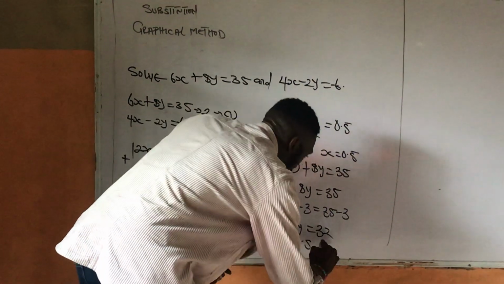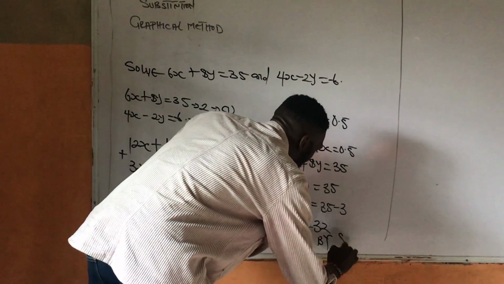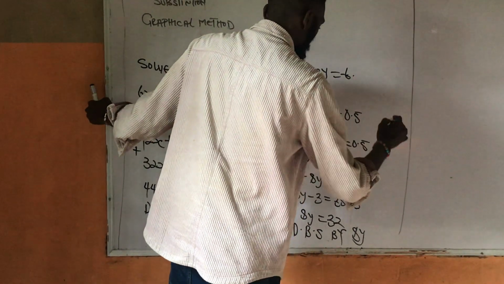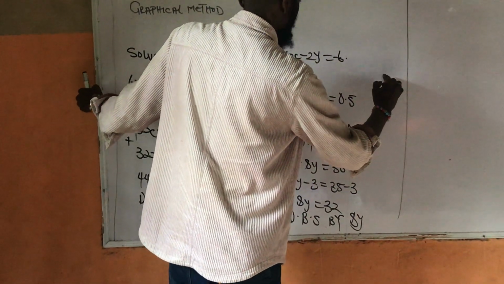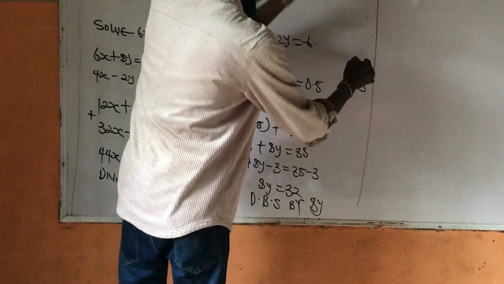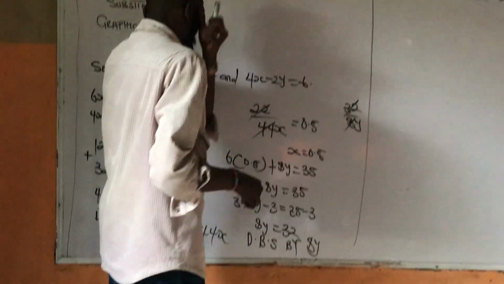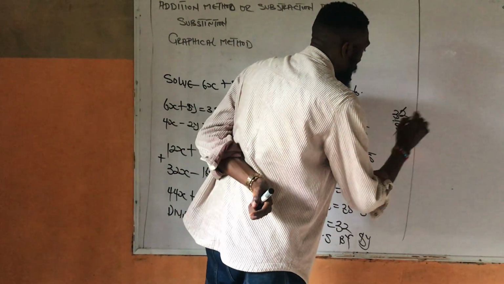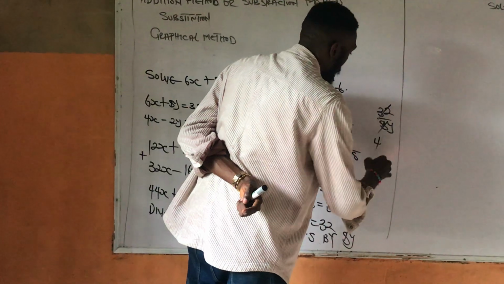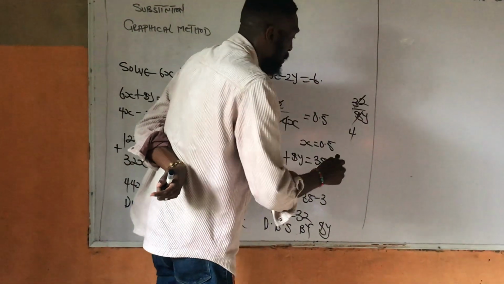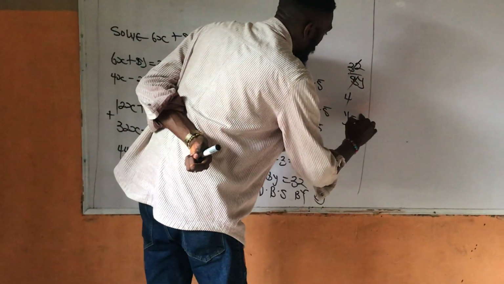So I'm going to write it here. It's going to be 32 divided by 8y. And if you do it, it's going to give 4. It means 4 equals 4. Means at this junction, because you cannot cancel anything, y is equal to 4. Y is equal to 4.